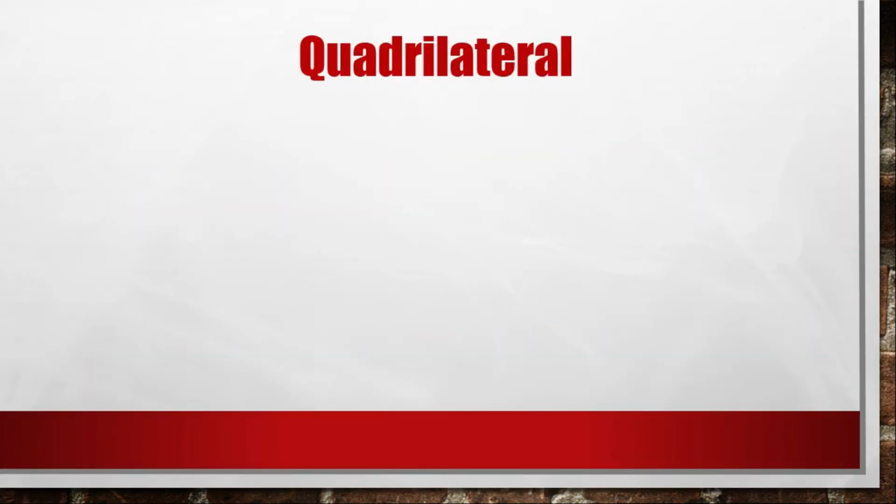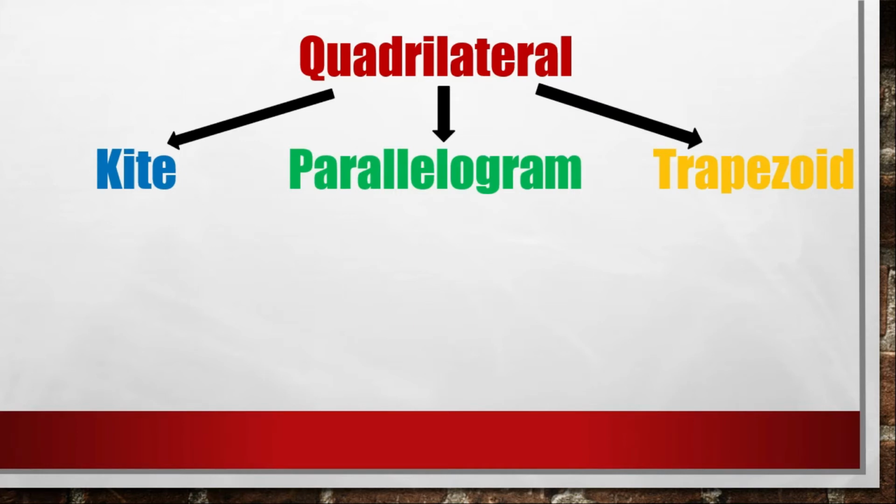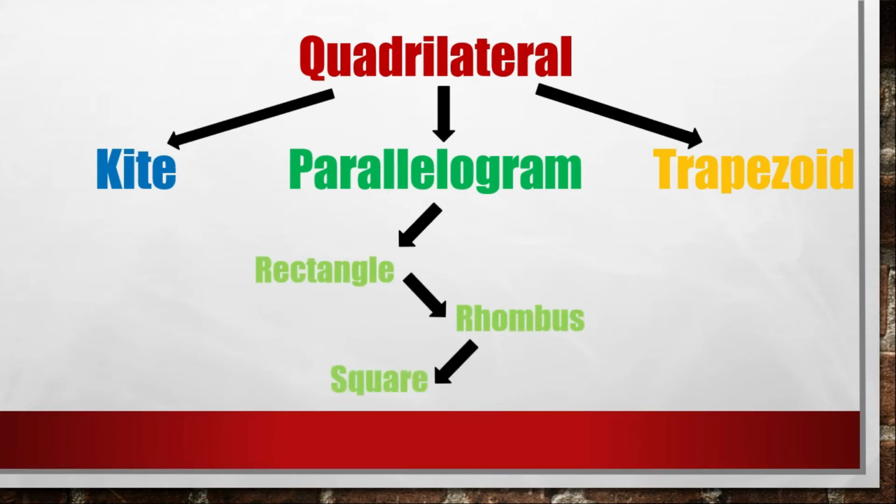We can classify a quadrilateral as a kite, as a parallelogram, and as a trapezoid. Now, a parallelogram has also its sub-classification. While the kite and trapezoid, you will encounter them in your grade 9 mathematics, in your higher mathematics. But for today, since you are still in grade 7, let's have the basic, the parallelogram. Parallelogram can be classified as a rectangle, a rhombus, and a square. A parallelogram is a quadrilateral.